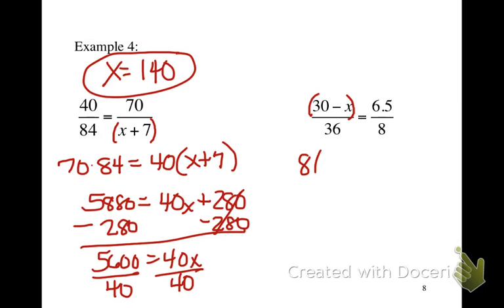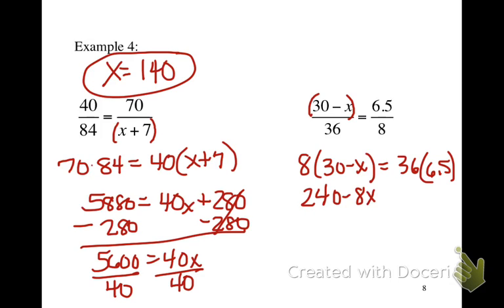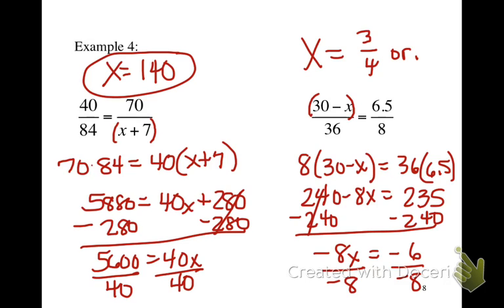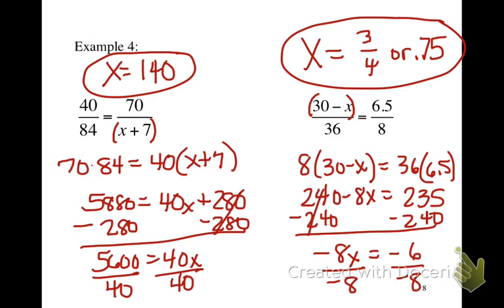In this one, okay, simplify. Subtract the 240 from both sides. Bring down your negative 8x. Divide by negative 8. And then simplify. It's either a positive 3/4 or, if you're dividing in your calculator, 75 hundredths. And you don't need both of those answers, just one will do.